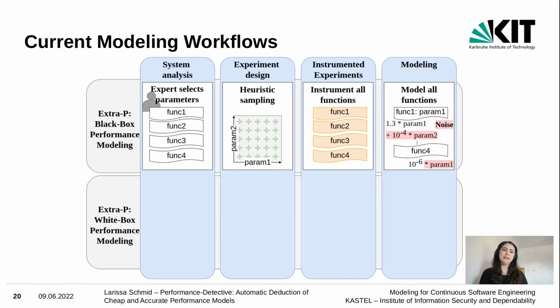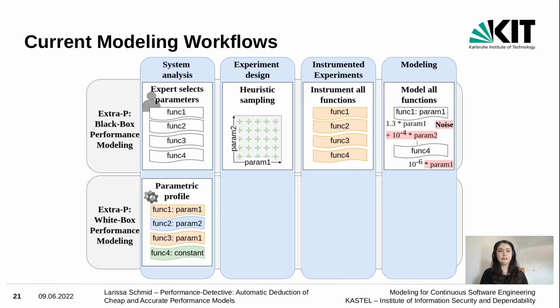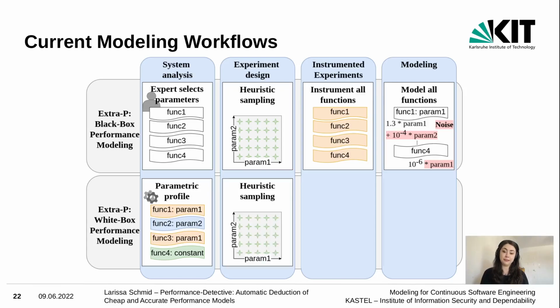There's also a more white box approach to performance modeling with Extra-P, which relies on perf-taint, which is a system analysis that produces a parametric performance profile of the application, saying how input parameters impact the performance of each function. However, they do not make use of this for the experiment design, but still propose to use a full factorial measurement design.